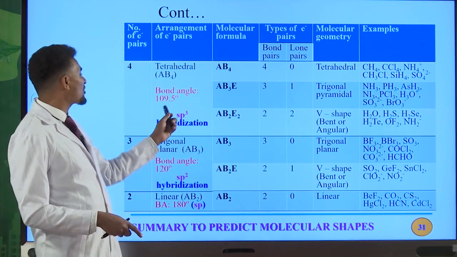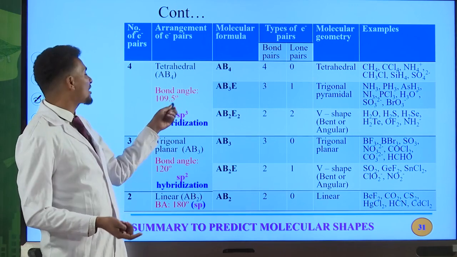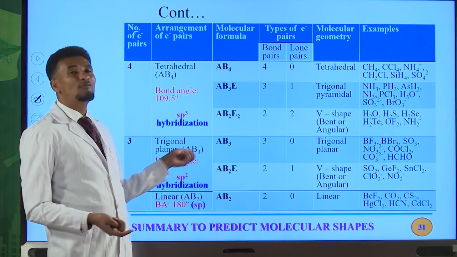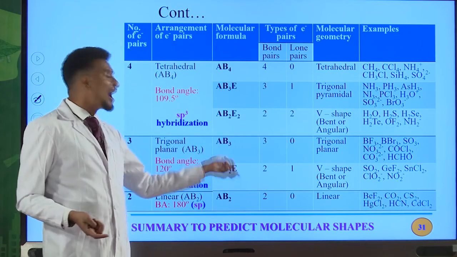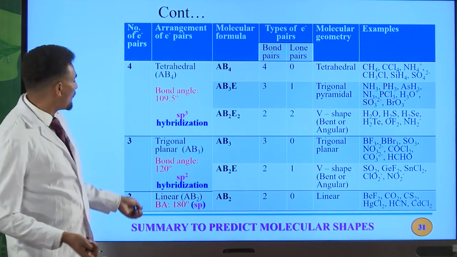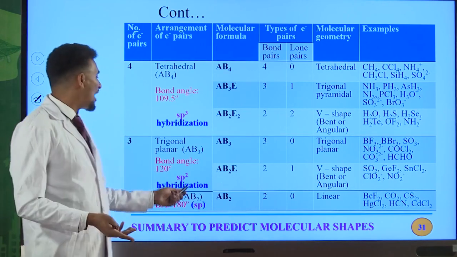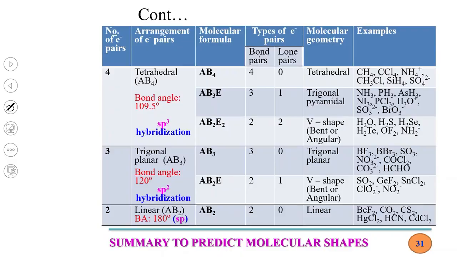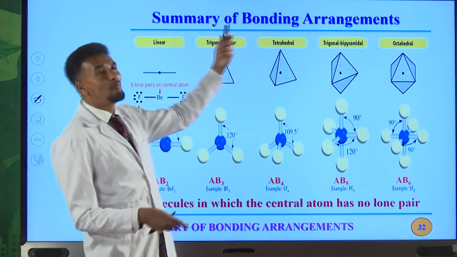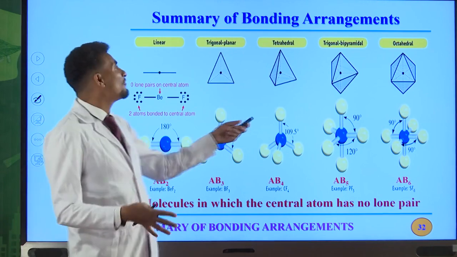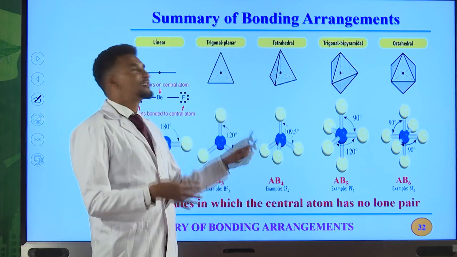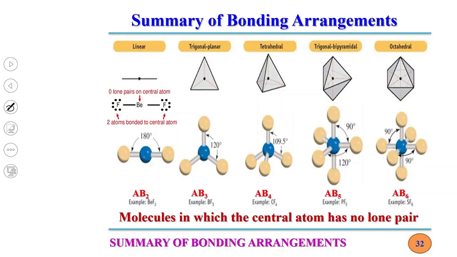So the hybridization for this one is sp3 for the central atom. For molecules that have this type, sp2. For this type, linear arrangement, sp hybridization. So this is a summary of the molecular shapes or molecular geometry of the molecules. This is also a summary of bonding arrangements. Totally we have 5 such types of arrangements.